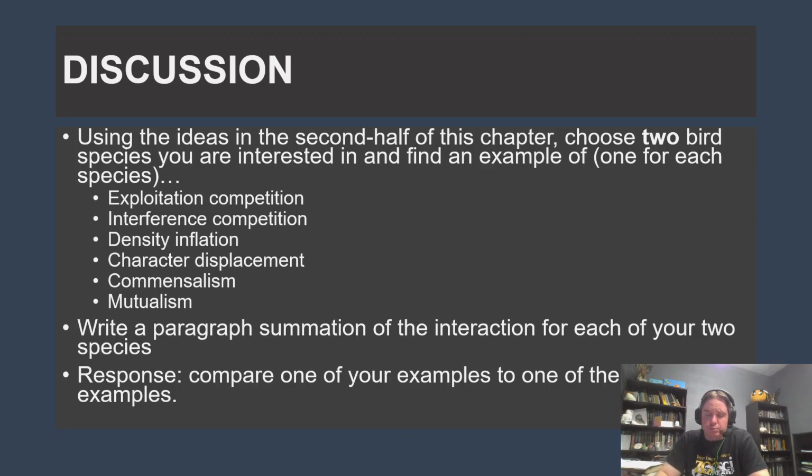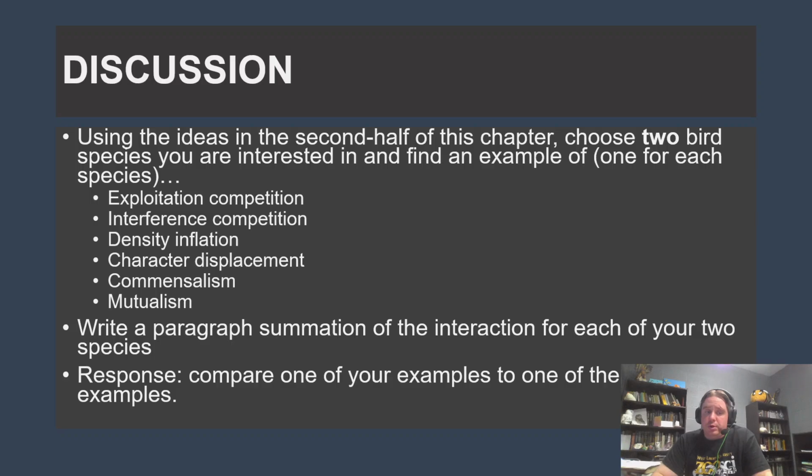So you're going to do two birds, one paragraph per bird. That's it. You're going to describe the specific example in a paragraph: this bird, this is the niche, and this is the particular example of exploitation competition or whatever it is. Do that twice and you're done.